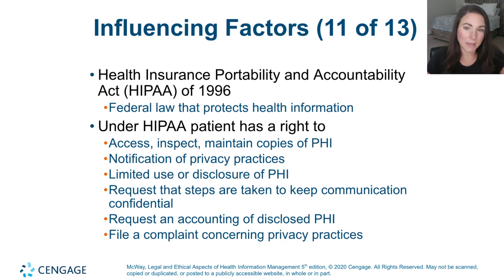Another example of granting patients' rights at the federal level is HIPAA, which does all the confidentiality and protecting your sensitive information, but also goes over several rights for patients in regards to their health information. So under HIPAA, patients have a right to access, inspect and maintain copies of their PHI, which, if you remember, PHI is protected health information. They have the right to being notified of the privacy practices, to have limited use or limited disclosure of their PHI. They can request that there are steps taken to keep communication confidential. They can request an accounting of disclosed PHI, like who has their PHI been released to. And they can file a complaint concerning privacy practices.